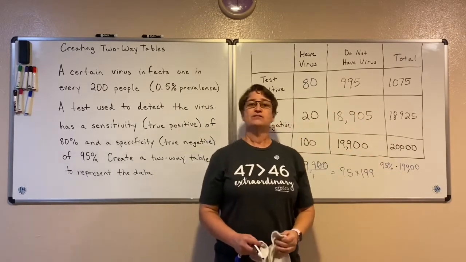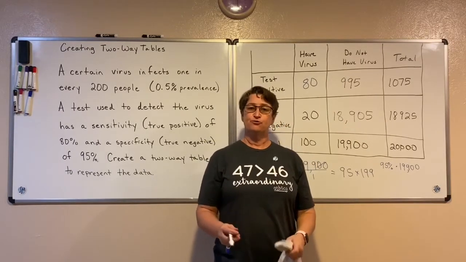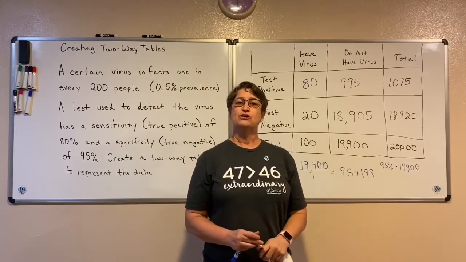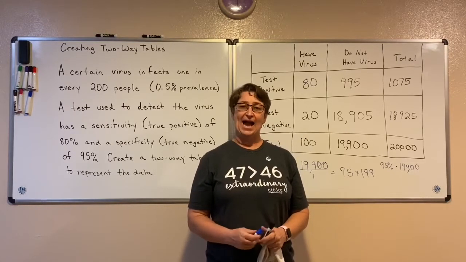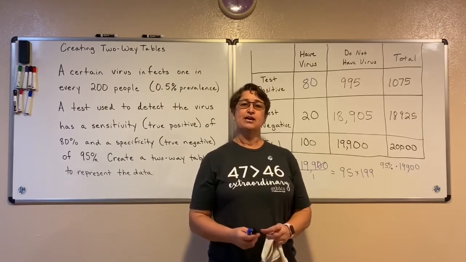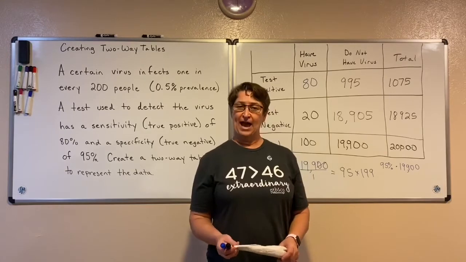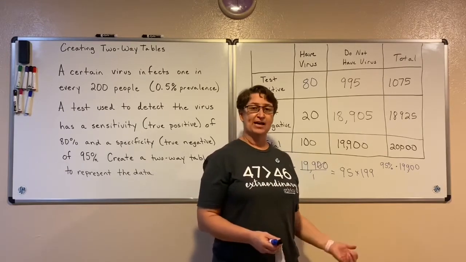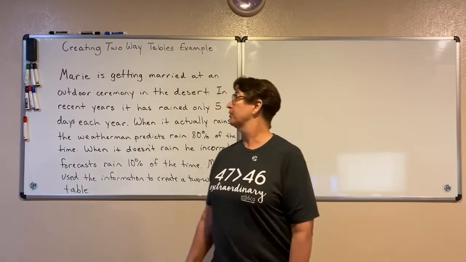So there is our two-way table for this particular scenario. In the future, we're going to look at using Bayes' theorem to determine the probability that we actually have a disease if we're given a positive test, or the probability that we have the disease if we have a negative test. In this video, we're going to create a two-way table.